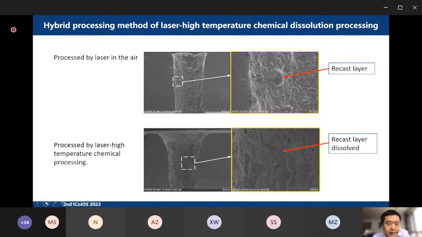And we compared the laser processing and the laser high temperature chemical processing. We can see on the wall of the surface, if the laser processed in the air, the recast layer is obvious and serious. And for the laser high temperature chemical processing, the recast layer is dissolved. So please, next.